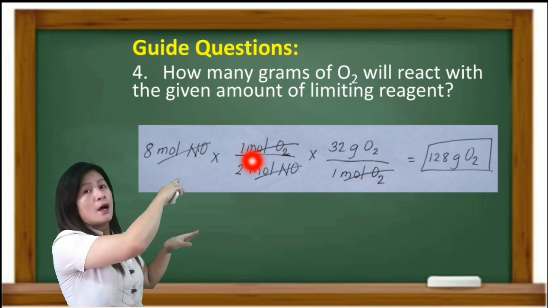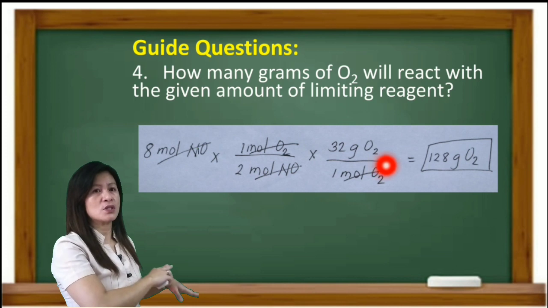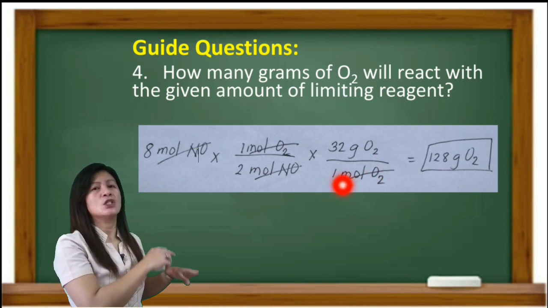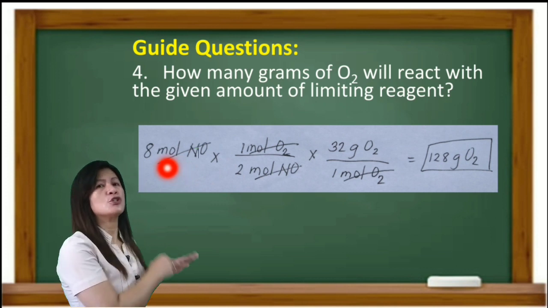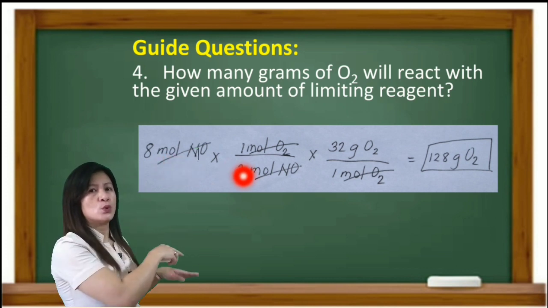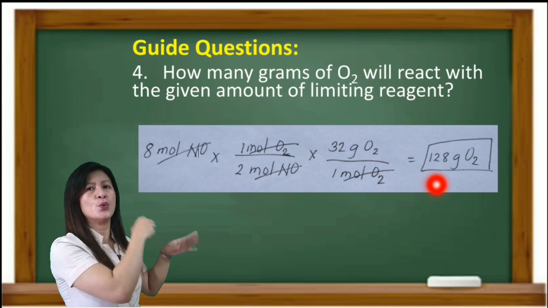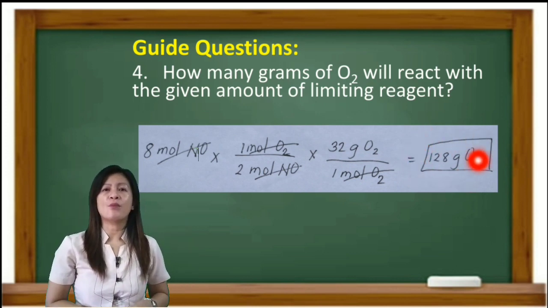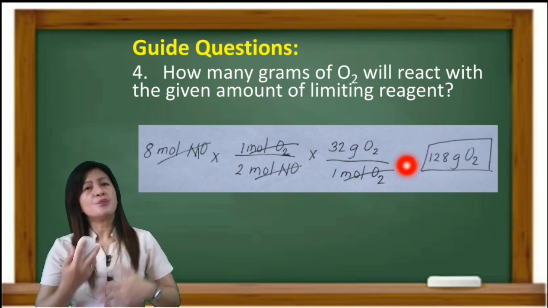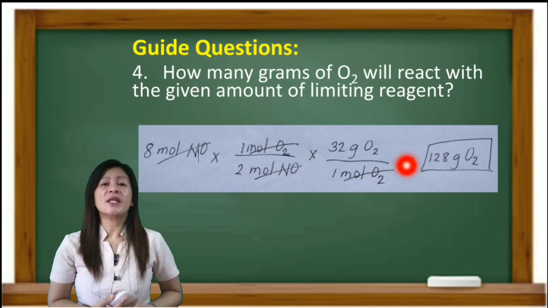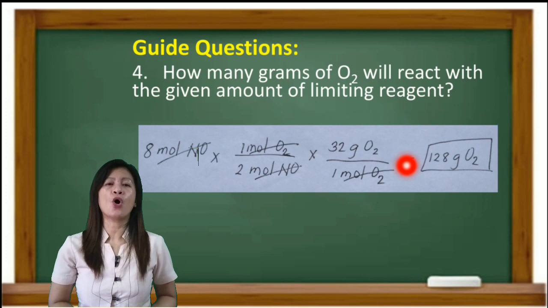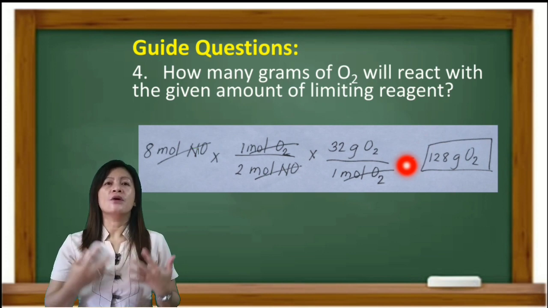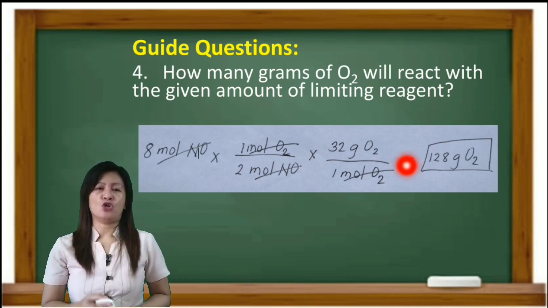So the moles of oxygen cancel, and we will have grams of oxygen left as the final unit. Doing the operation, 8 divided by 2 times 32 grams, we will have 128 grams of oxygen gas. To interpret, 128 grams of oxygen will react with 8 moles of the available limiting reagent, nitrogen monoxide.